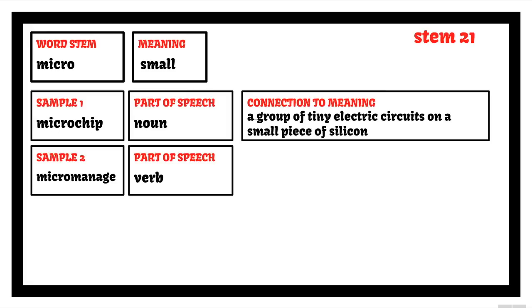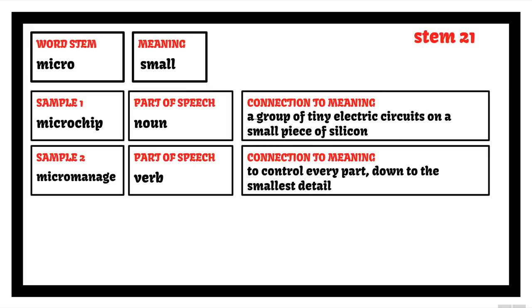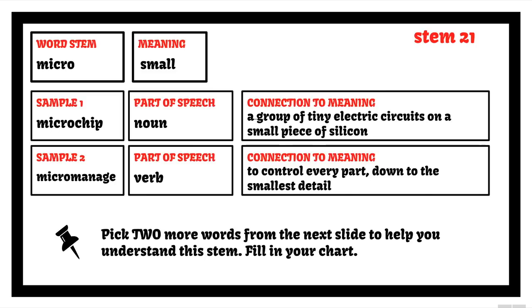The second sample that uses the stem micro is micromanage, which is a verb. It means to control every part down to the smallest detail. Pick two more words from the next slide to help you understand this stem. Be sure to pause the video to completely fill in your chart.